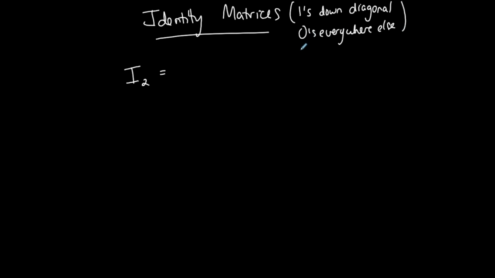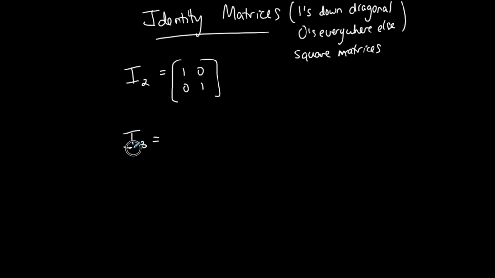And they're only square matrices. So an identity matrix is a square matrix that has ones down the diagonal and zeros everywhere else. So if I have I2, this is a 2 by 2 matrix, ones down the diagonals and zeros everywhere else. The identity matrix kind of acts like the identity in multiplication, which is 1. If you multiply anything times 1, you get itself. So if I multiply any matrix by the identity matrix, I get itself, the original matrix.